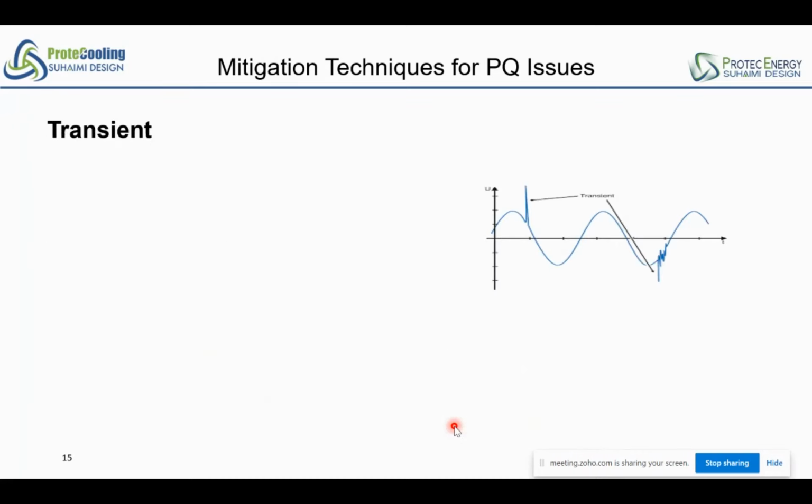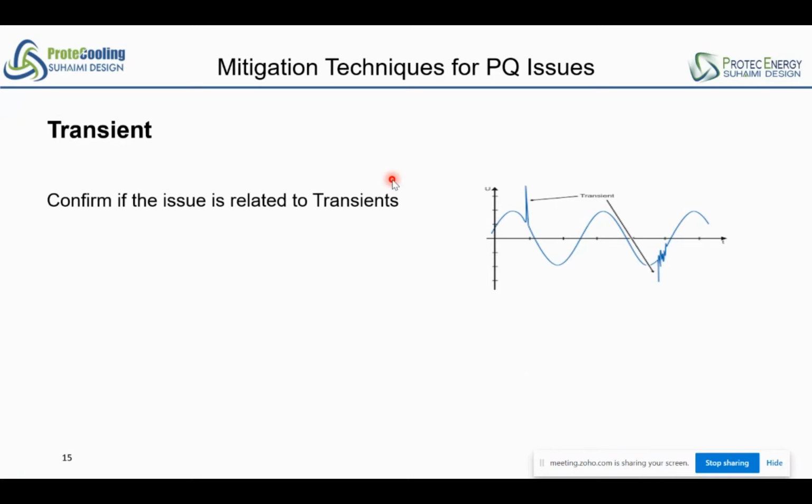Then transients. So we have seen the definition of the transients and how they occur in the last webinars. Again, we need to confirm whether the issue is related to transients. So before going for any mitigation techniques, we have to be sure whether the issue we are facing in the facility is due to transients, voltage dip, voltage sag, under voltage, harmonics or unbalance.